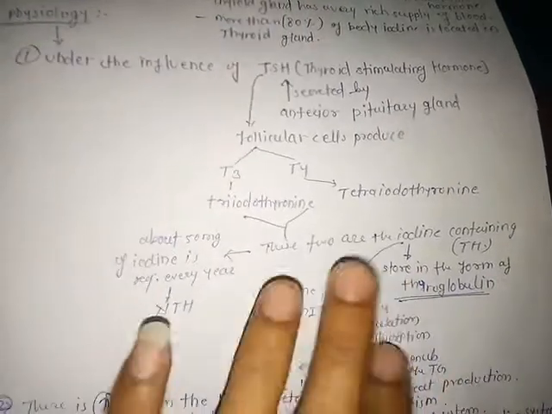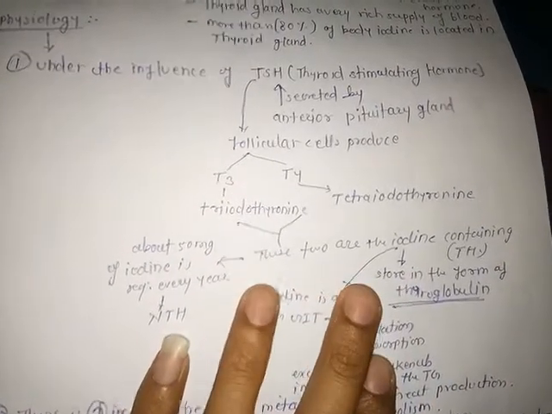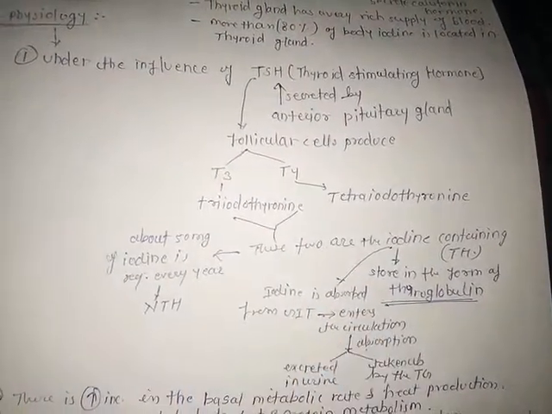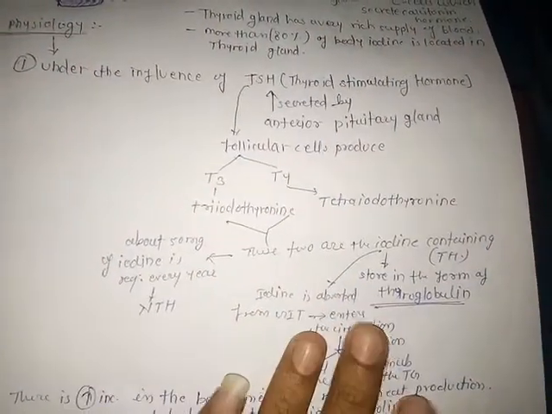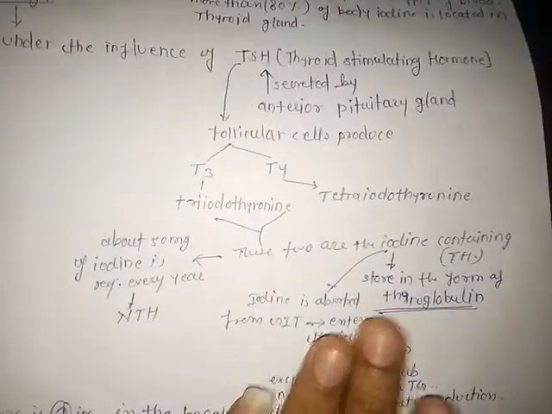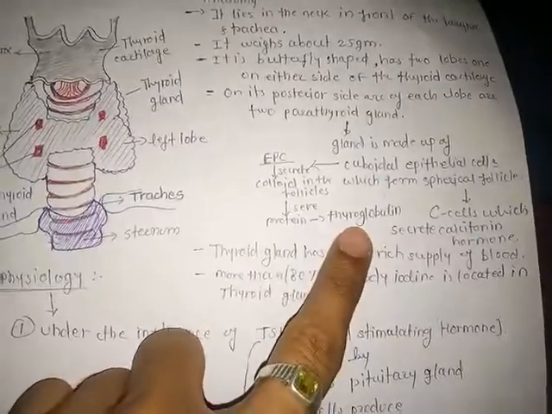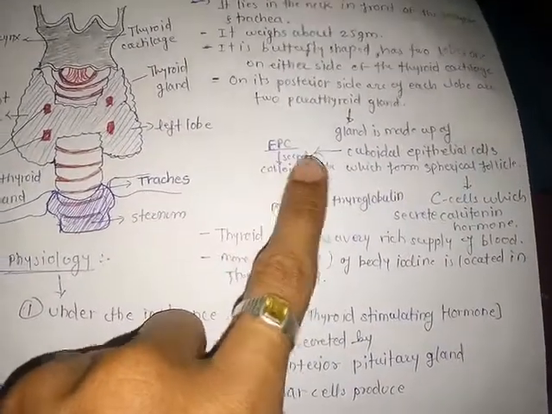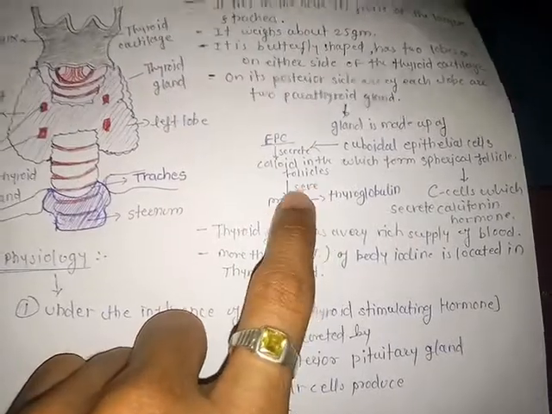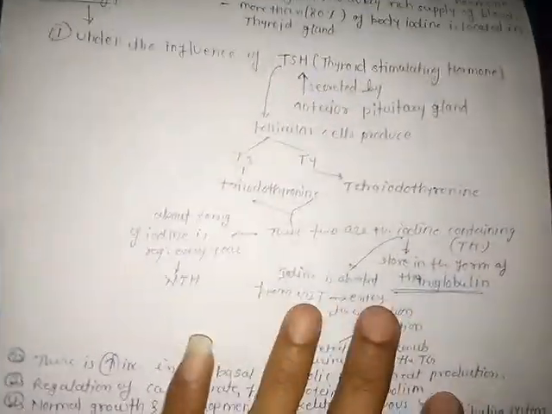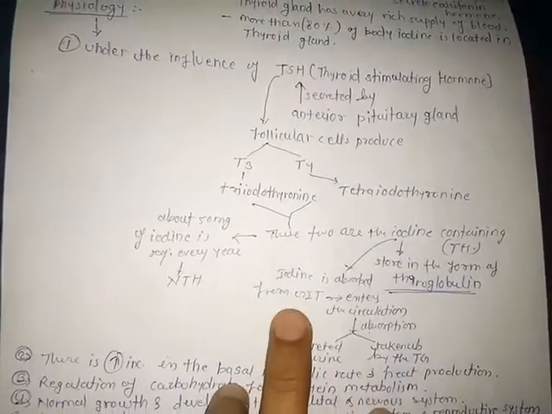These two are the iodine-containing thyroid hormones, secreted from the thyroid gland. This iodine is stored in the form of thyroglobulin. Now this is the formation of thyroglobulin: the epithelial cells secrete the colloid in the follicles, and it secretes the protein, which is also called thyroglobulin. So iodine is present in the thyroid gland in the form of thyroglobulin.